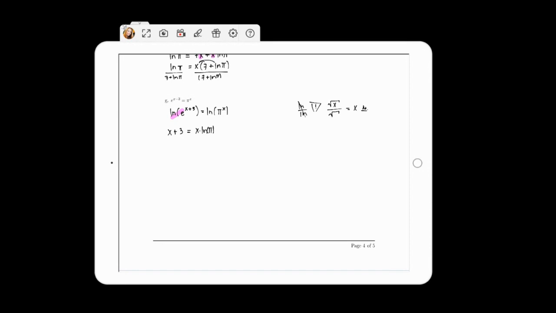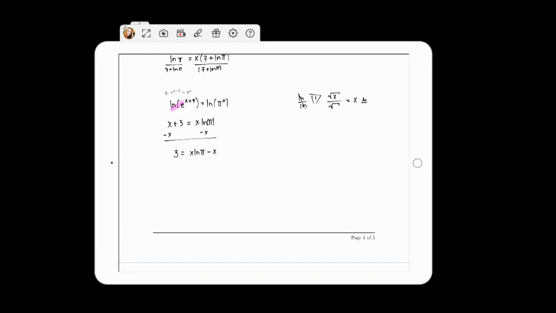All right, so now that we have that, we want to get all the x's on one side and all the numbers on the other side. So I'm going to subtract x from both sides of this equation, and I will have that 3 equals x log pi minus x. So I got all the x's on one side and all the numbers on the other side.